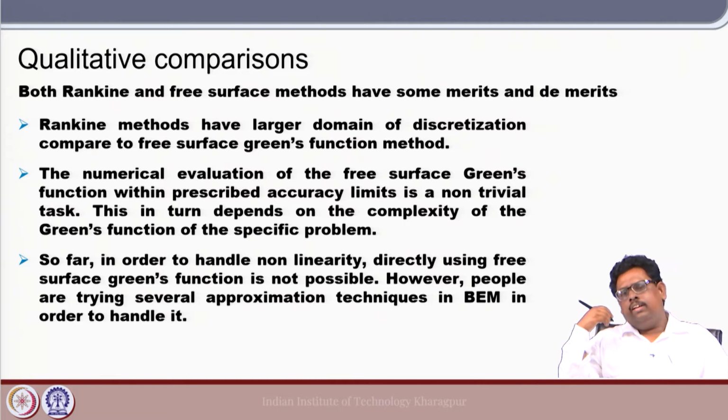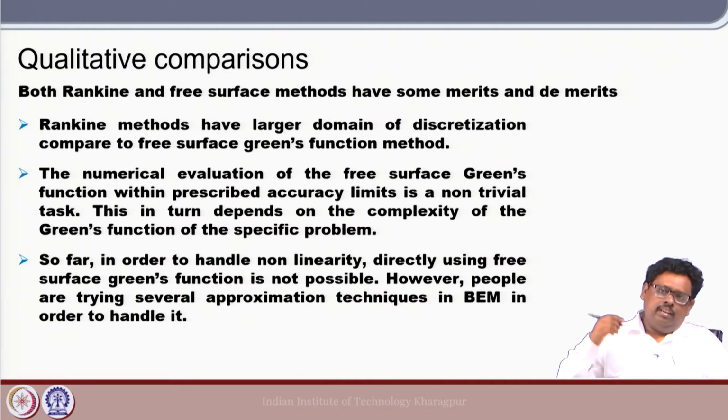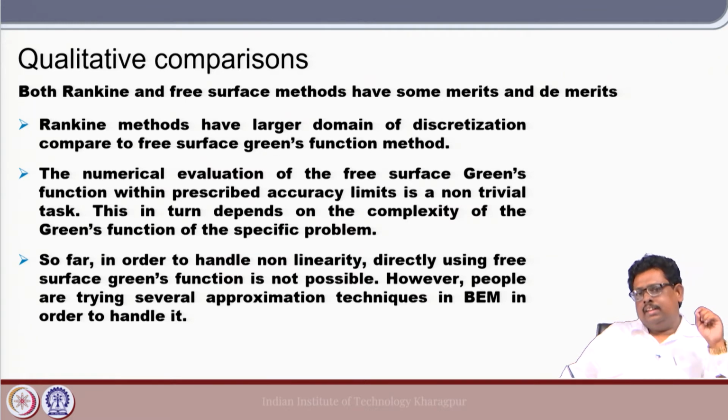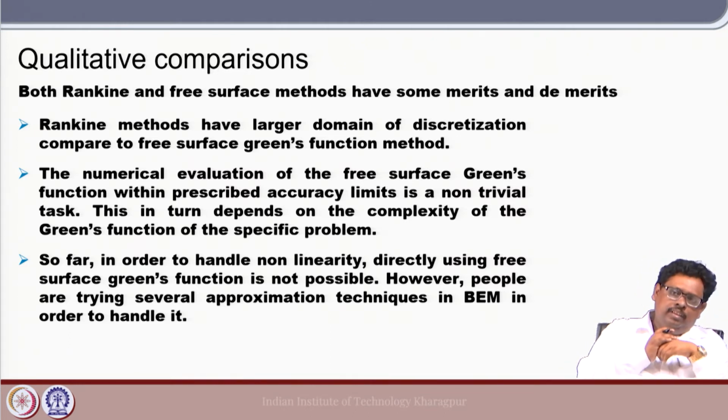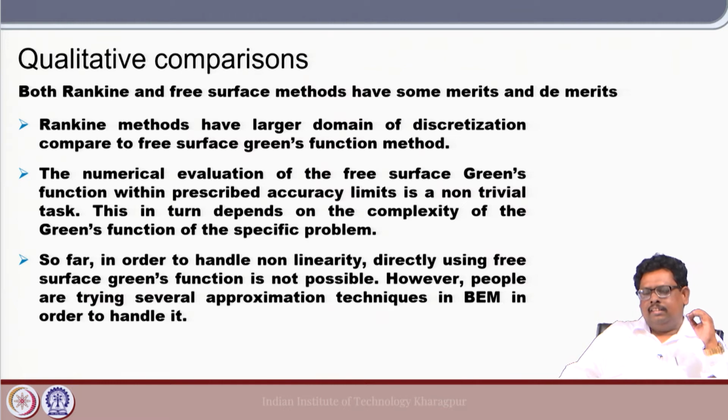Now, so far, handling the nonlinearity directly using the free surface Green's function is not possible, because when you solve for the Green's function, we know that the linear free surface boundary condition has to be satisfied. We cannot use the nonlinear free surface boundary condition in this Sturm-Liouville problem. It is strictly linear. Okay. So, this is the limitation of the free surface Green's function.